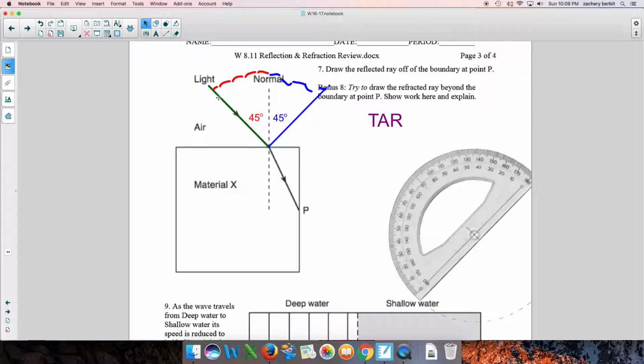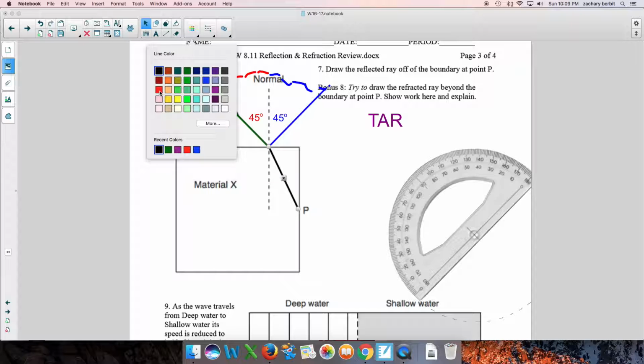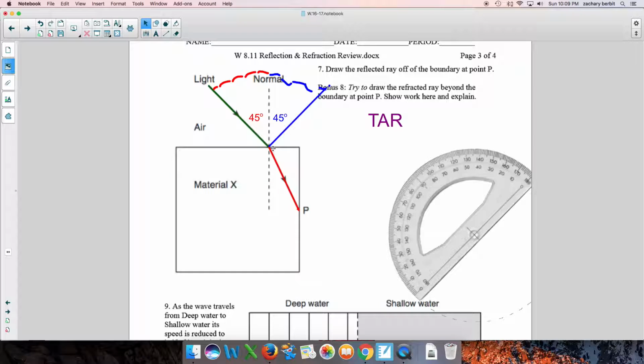So actually, now you can see the incident ray strikes. We have transmit. This one right down here to point P. There is your transmit. Let's make that red. So we have transmit, we have absorb, which you don't see, and we have reflect. Now, when this transmitted ray strikes point P, it has become the new incident ray.